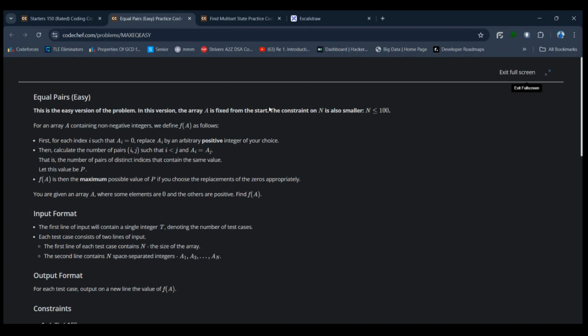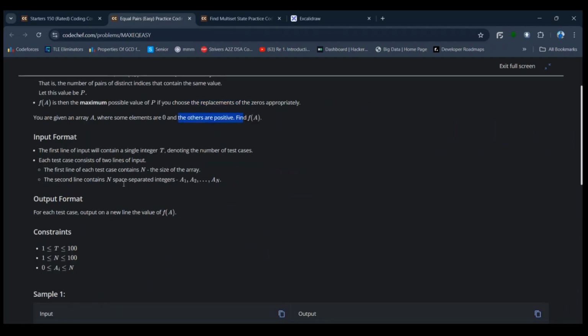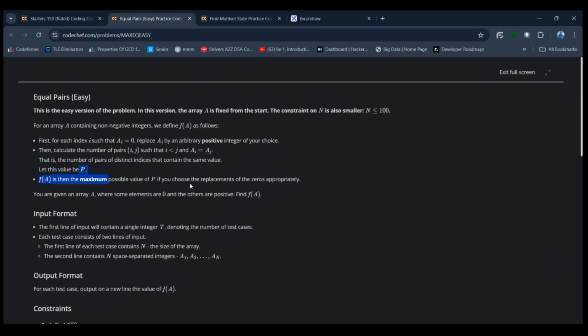The next question, equal pairs, the easy version of it. The question says that you are given an array consisting of non-negative integers. Non-negative means all the positive integers and also zero. We define f of a as follows: you have to replace ai such that ai equals zero with any arbitrary positive number, and you have to calculate the number of pairs i, j such that i is less than j and ai equals aj. F of A is then the maximum possible value of P, if you choose the replacements of zero appropriately. So you have to find the maximum possible value of F of A.